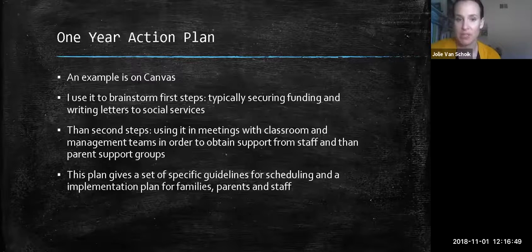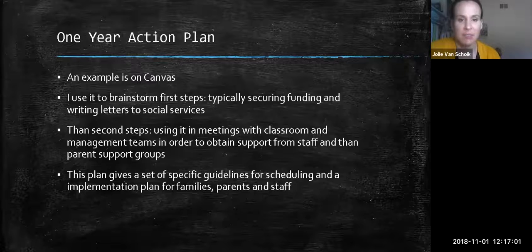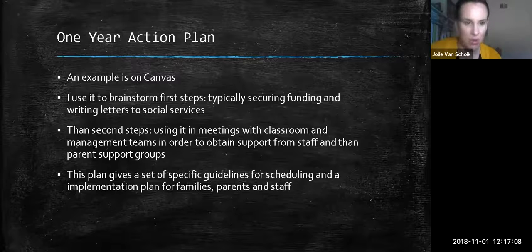It's a great way to brainstorm first steps. Typically with funding, you need to have a certain amount of cash or seed money in order to start new programs, or it'll help you start writing letters and grant letters in social services as well. Second steps, using it in meetings with classrooms and management teams or to obtain support from staff and then from parent groups as well. And then specific guidelines for scheduling, for implementation, for what you want parents to do, for what you want families to do, for what you want staff to do. So take a look at the action plan if you're more interested.